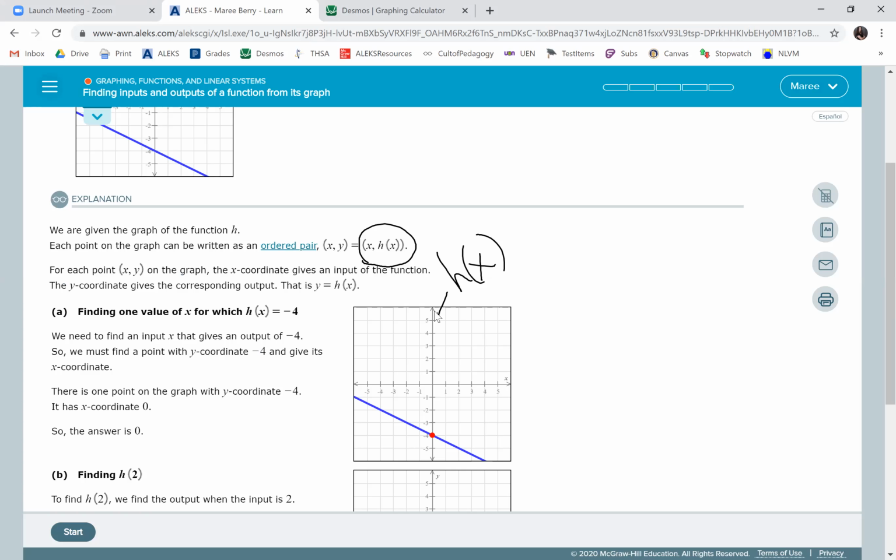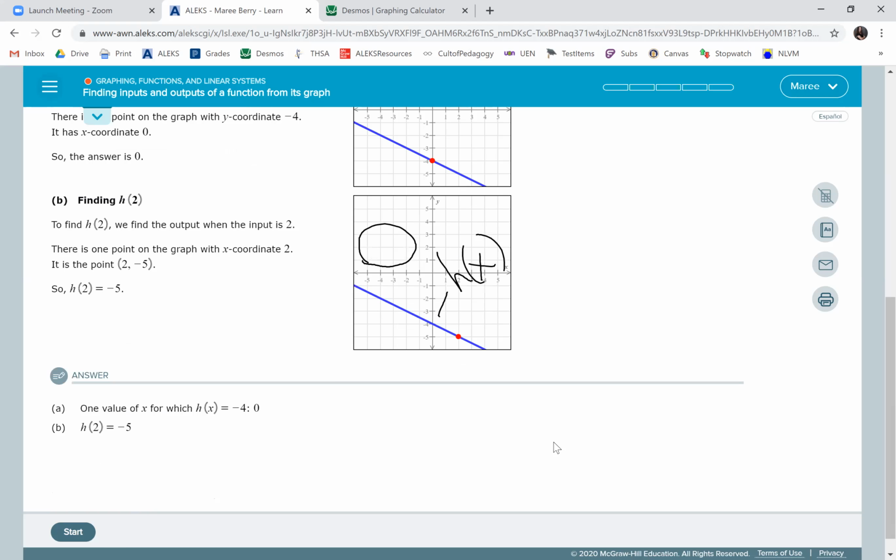So when you come down, you have to come down to the y value, -4. The x value right there is 0. Then the second part of the question says find h of 2. So when they tell you the 2, the number 2 right there is going to be your x. So you come over to 2 on x and then go down and see what the y value is, and it's -5. So then that answer would be -5.